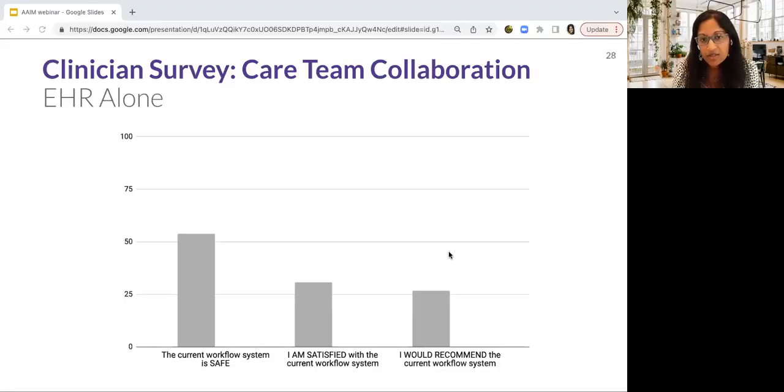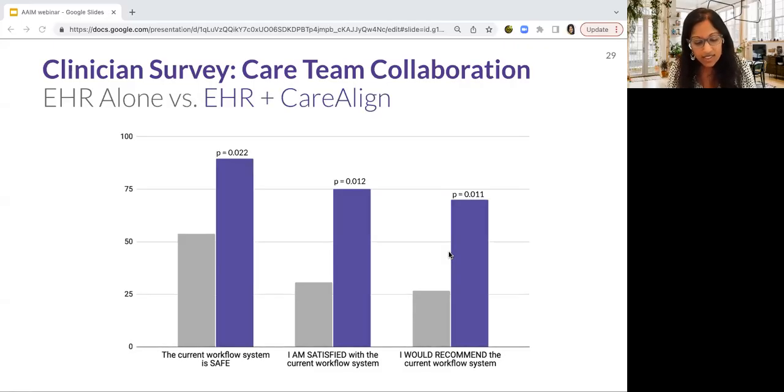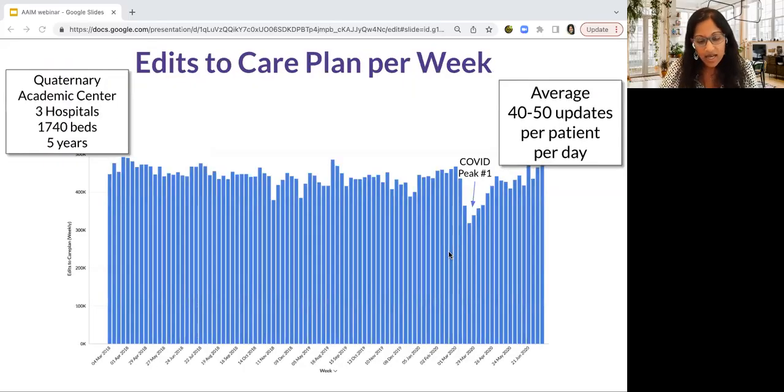And when we first implemented, we implemented on only half of our medicine teams, and then we surveyed the teams using the existing platform versus the new one. Our team actually made the old platform as well. It was just the more typical one based on paper. Comparing the new system versus the old system, pretty uniformly, the residents and the teams felt like the new system was safer, they were more satisfied with it, and they would be more likely to recommend it.